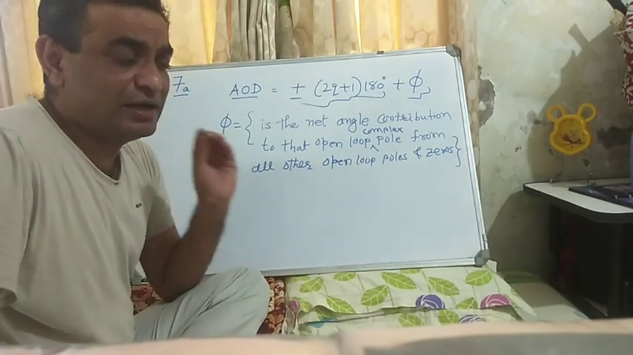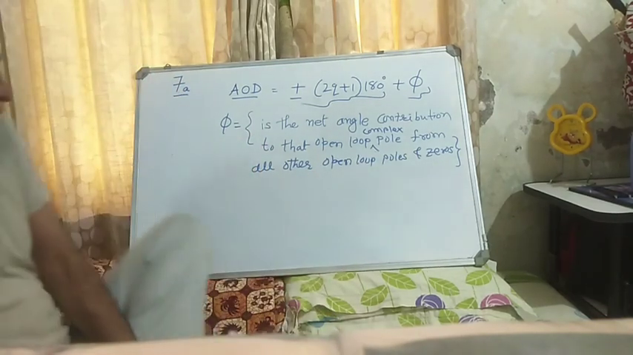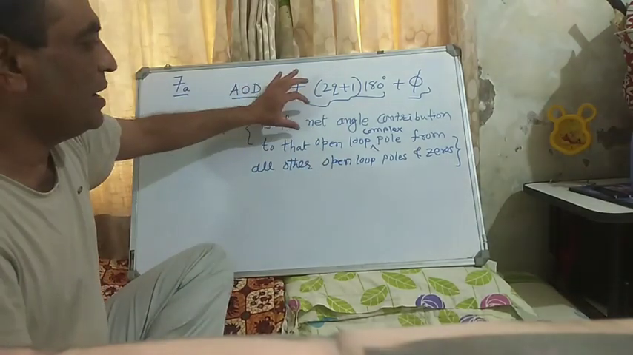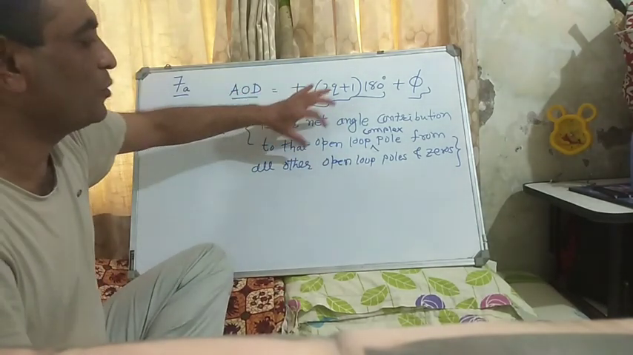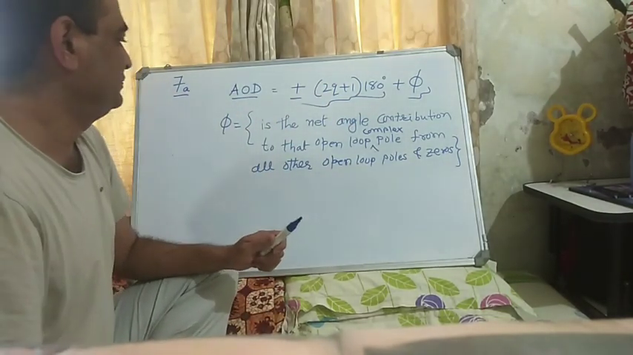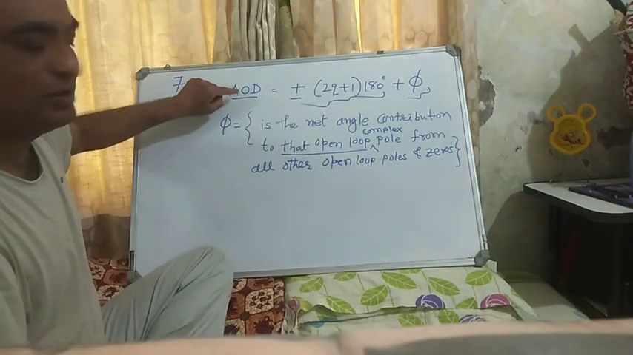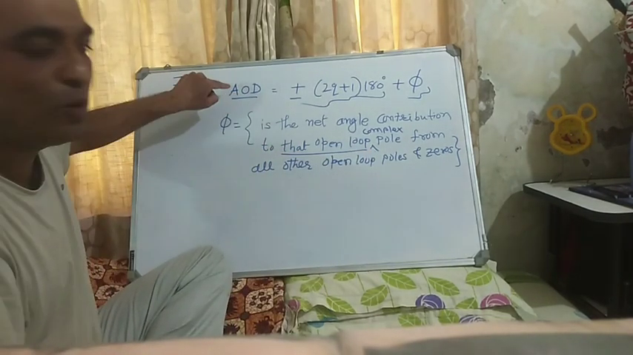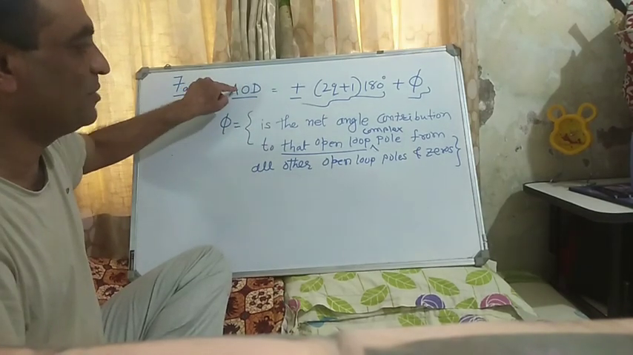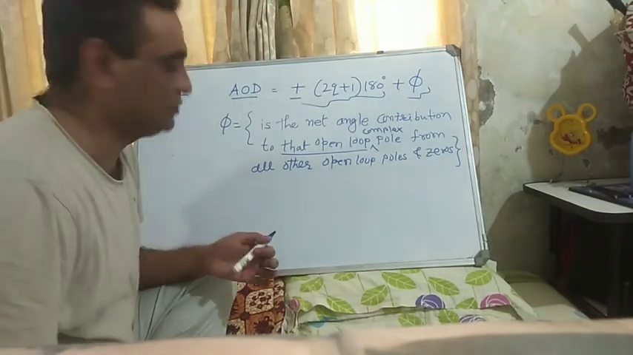Before that, let us understand what we mean by angle contribution. So remember this line: phi is the net angle contribution to that open loop complex pole from all other open loop poles and zeros. Please remember this. For the open loop pole for which you are searching for the angle of departure, that is that one pole, and the rest are other open loop poles and zeros.